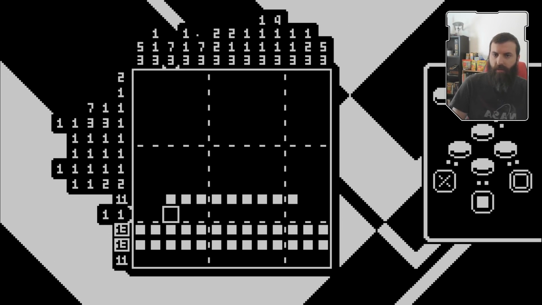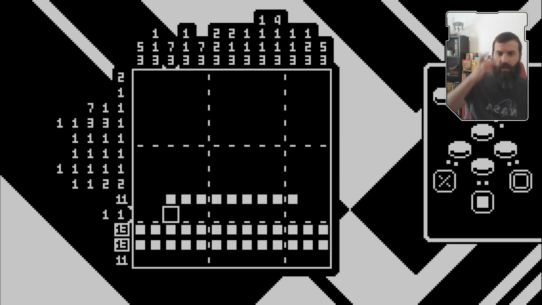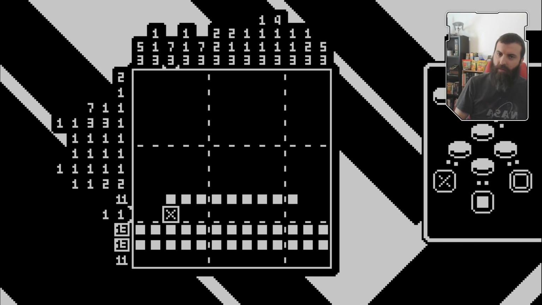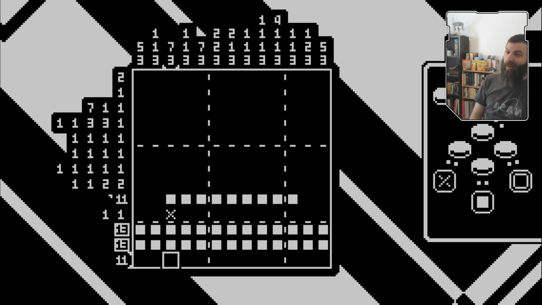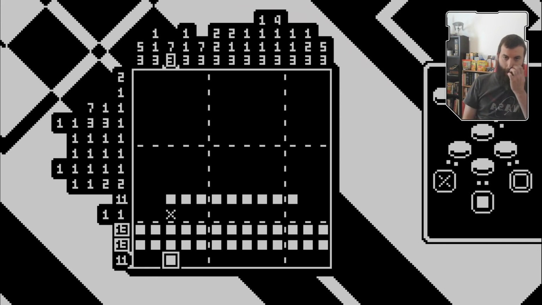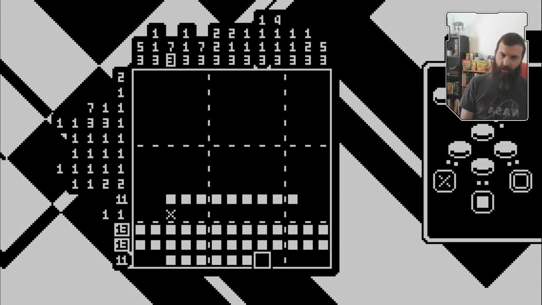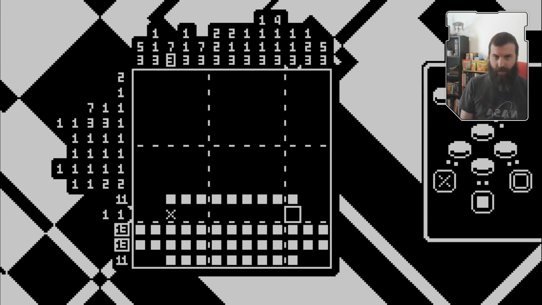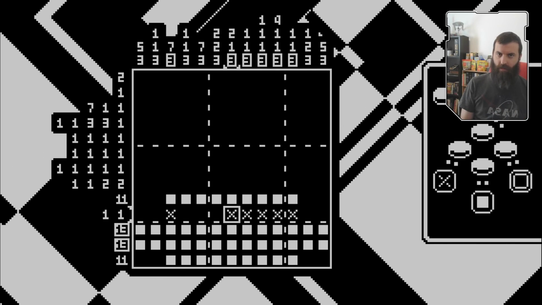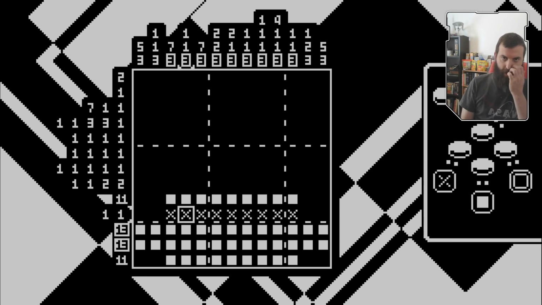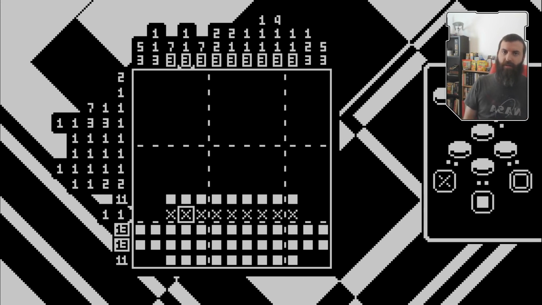Looking vertically, we've got a 7, 3. Well, we know that pixel couldn't be filled in because then it wouldn't be a 3, so that gives us that. Also, this horizontal 11, go ahead and fill that in. And that actually tells us what we basically just said. Have to X all of these out to give us our 3s.